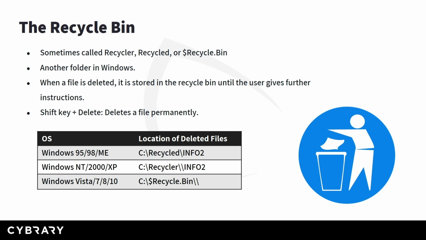When a user deletes a file in Windows, the file itself is not actually deleted. The file at this point is copied into the recycle bin system folder, where it is held until the user gives further instructions on what to do with the file. This location varies depending on the version of Windows that the user is running. The table here shows locations from Windows 95, 98, and Me, where the location of deleted files was in the folder named Recycled, and Windows NT, Windows 2000, and Windows XP, where the recycle bin was named Recycler, and Windows Vista, 7 and 10, where the recycle bin is called $recycle.bin.